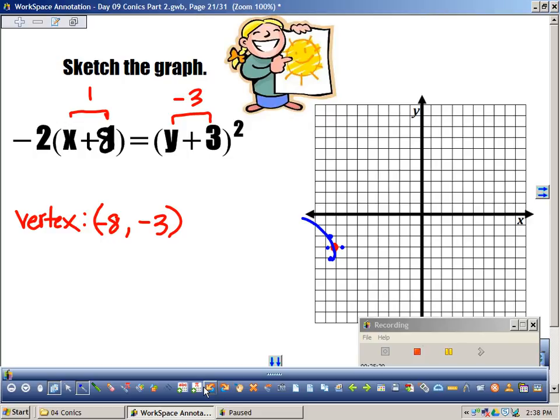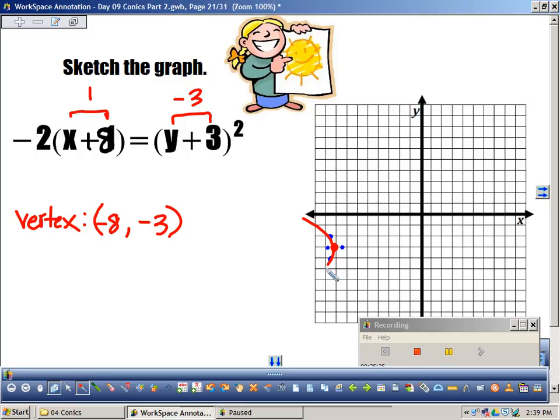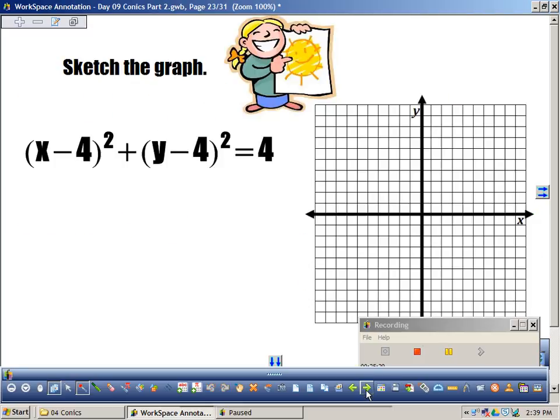Let's change the color. And get to our closure. No! I wanted my closure.